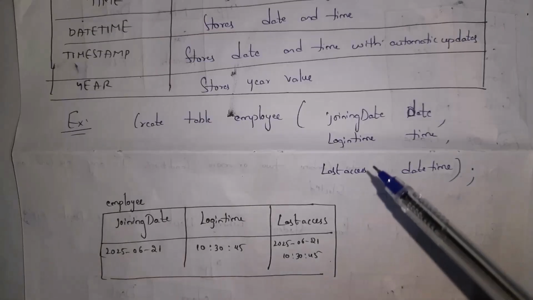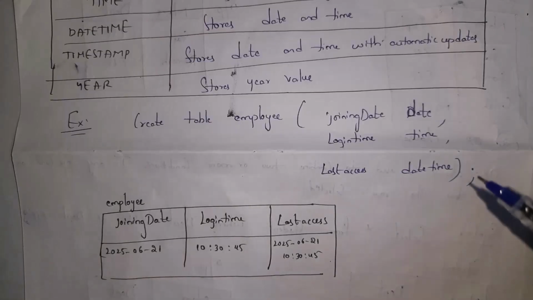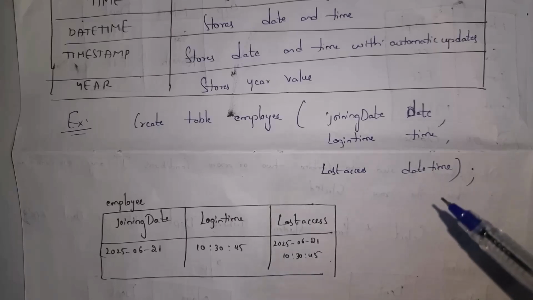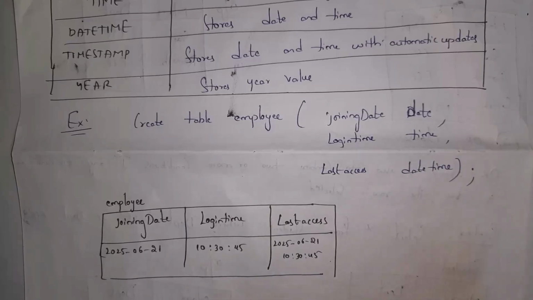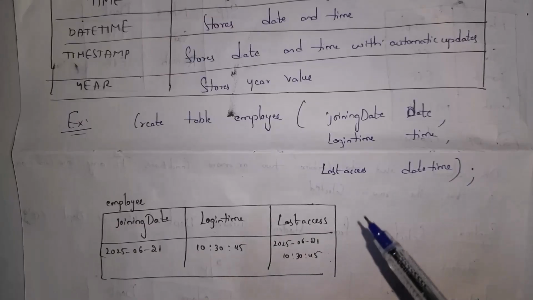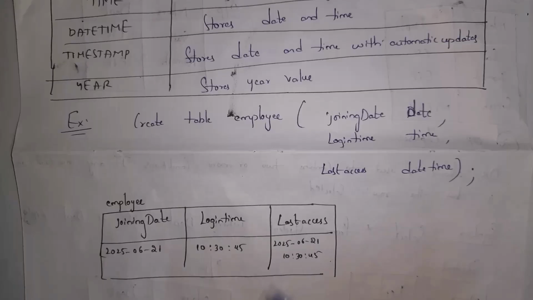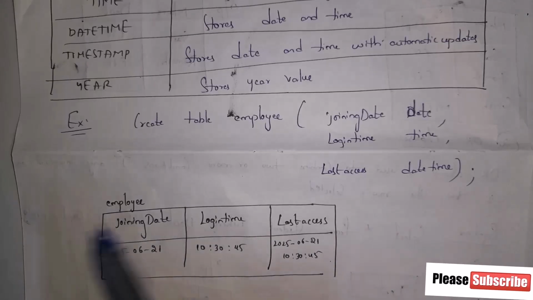And the next column name is login_time. For login_time, I'm giving the data type time. So I can enter time in the form of hours, minutes and seconds, that is 10 colon 30 colon 45. And the last column name is last_access. For this, I'm giving the data type datetime. I can enter the complete date like 2025-06-21 and also the complete time, that is 10:30:45. Like this, I can store values whenever I use all these data types.